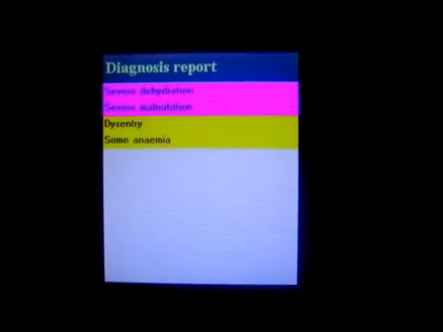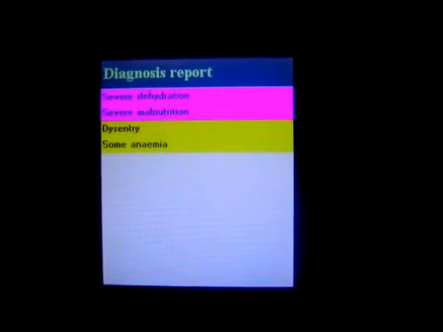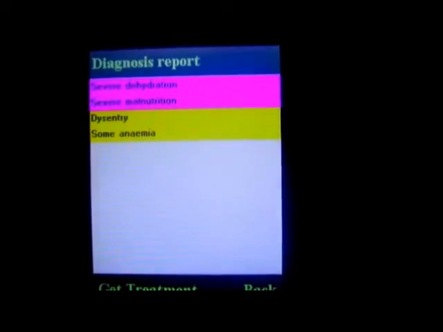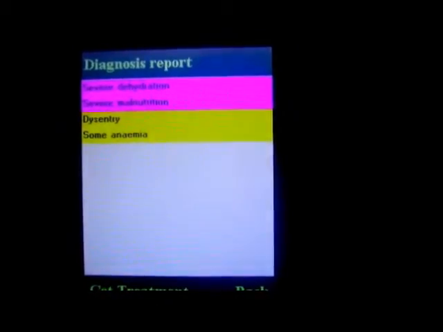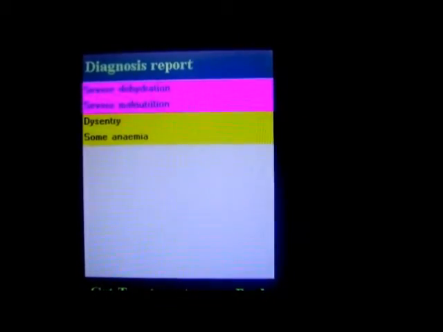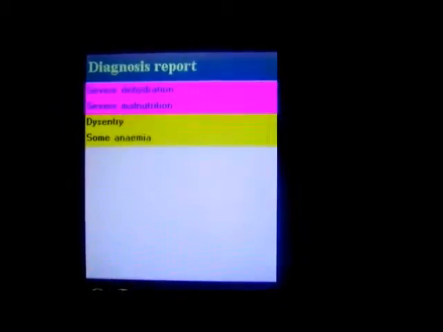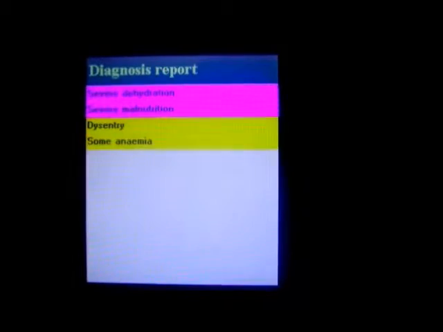Let us see how the diagnosis and treatment are displayed. There is severe dehydration, severe malnutrition, dysentery and some anemia. The pink color is meant to alarm for an immediate referral. The child should be referred immediately for treatment of severe dehydration and malnutrition in this case.